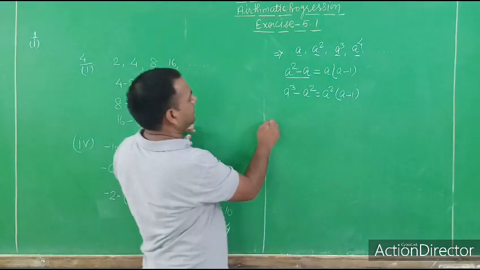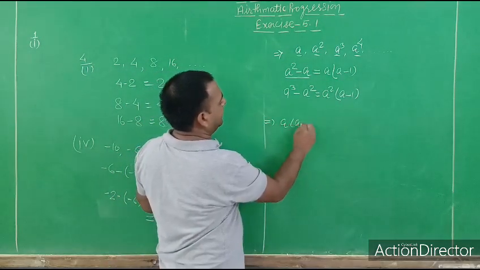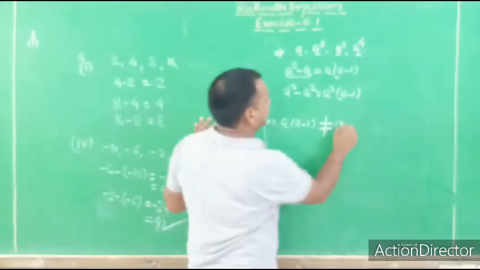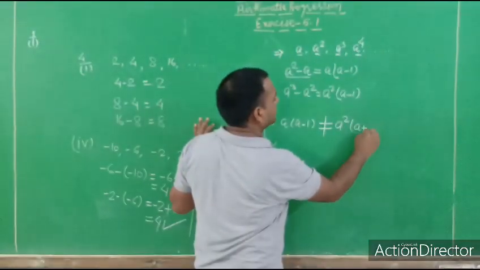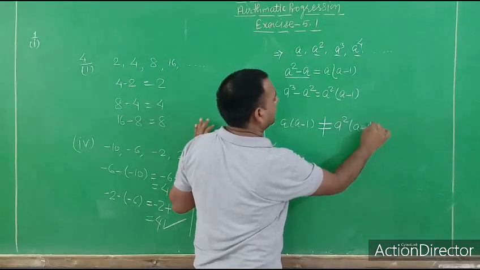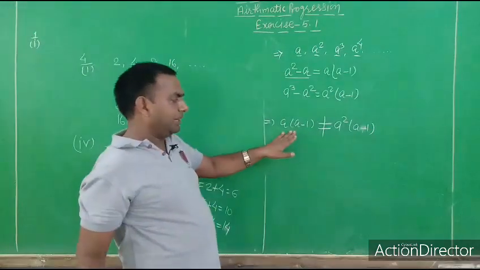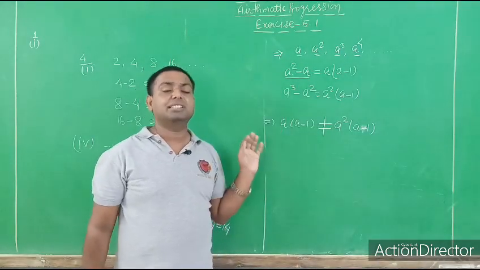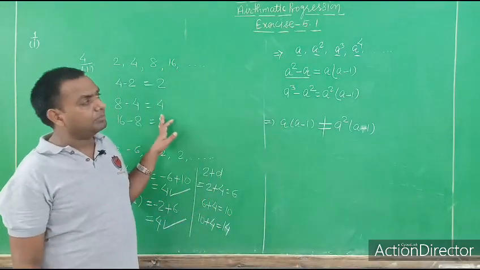Then you see that a bracket a minus 1 is not equal to a square bracket a minus 1. If the common difference is not equal, then you can say this question is not related to arithmetic progressions.